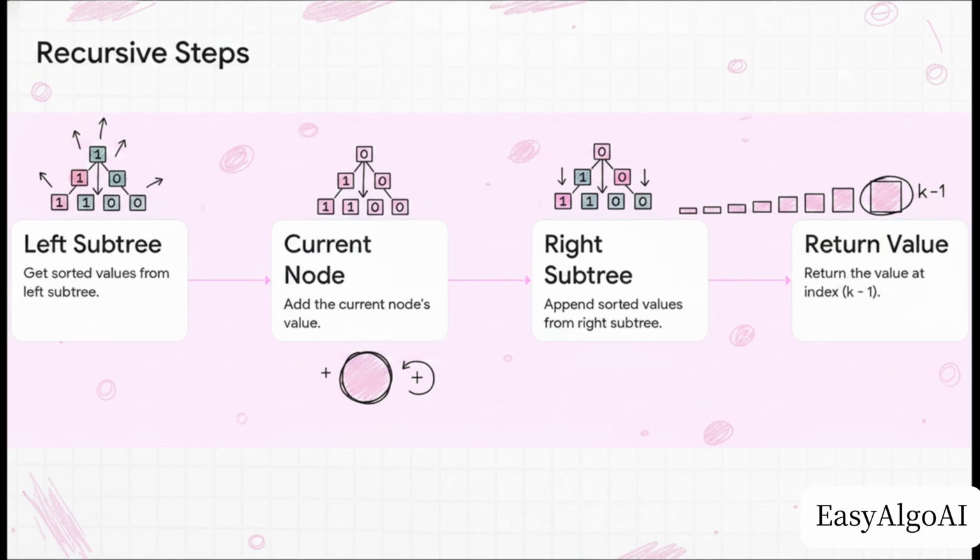By firing off these recursive calls all the way down to the very leaves of the tree, the function eventually bubbles back up, handing us a complete, perfectly sorted list. And once we've got that list, finding our answer is as simple as plucking out the value at our target index, which is just k-1.